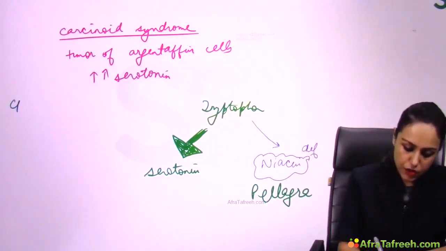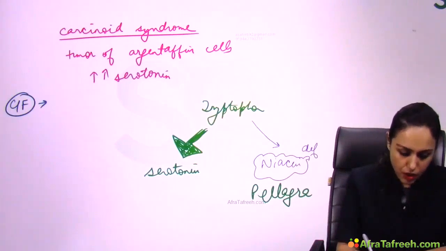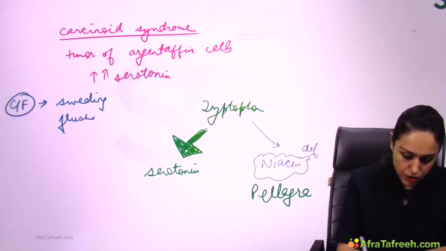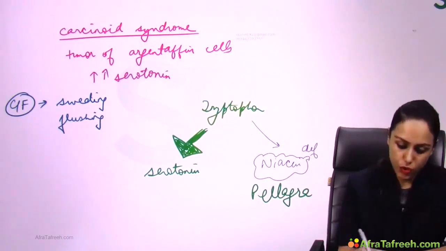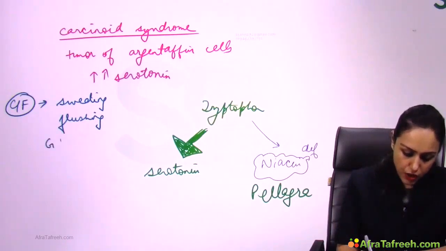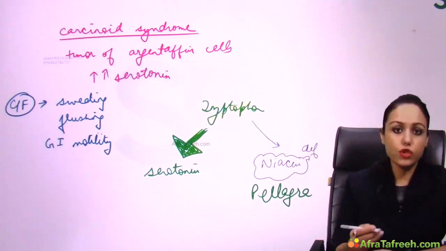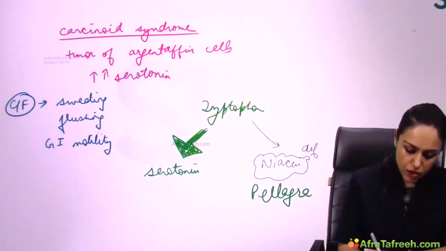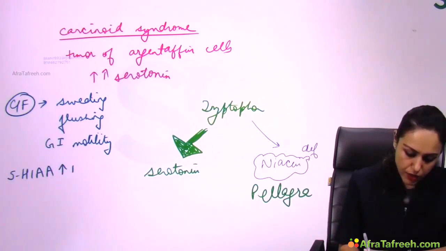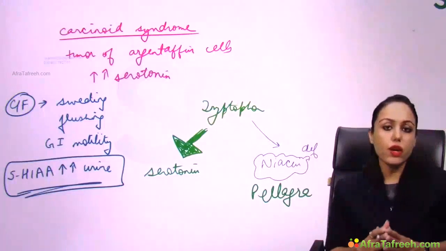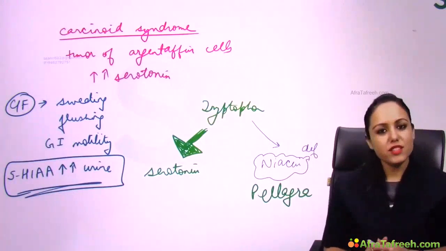So in clinical features of these patients, there is profuse sweating, flushing because of excess of serotonin here, and GI motility is also affected because serotonin is responsible for GI motility. And in these patients, 5-hydroxyindole acetic acid will be coming in urine, because that is the excretory end product of serotonin, right? This is it with tryptophan.